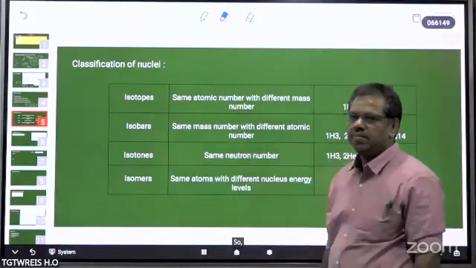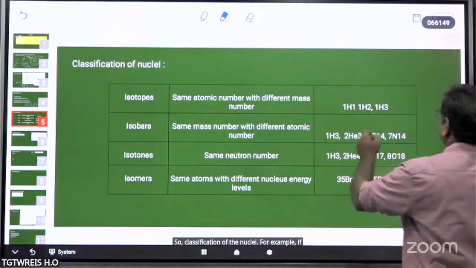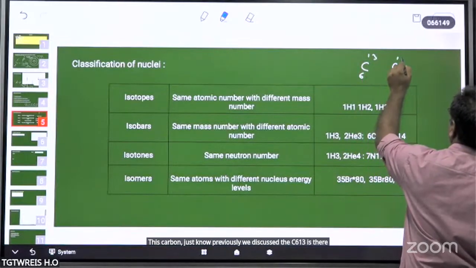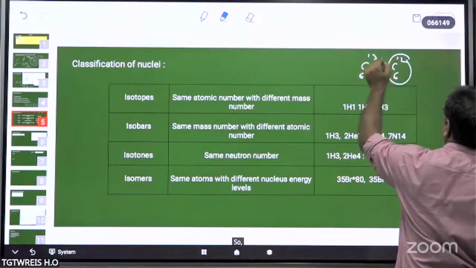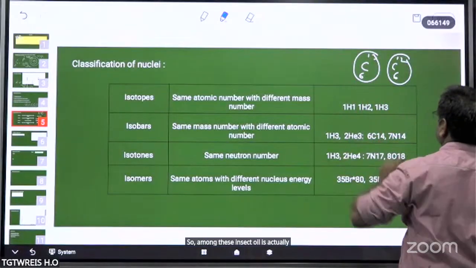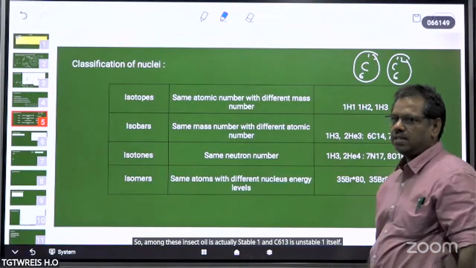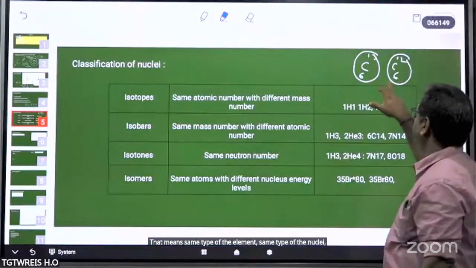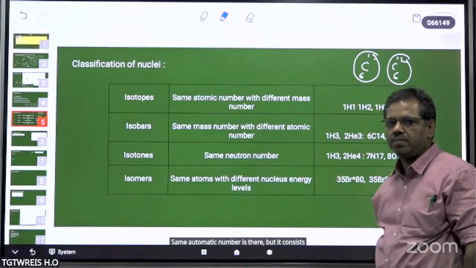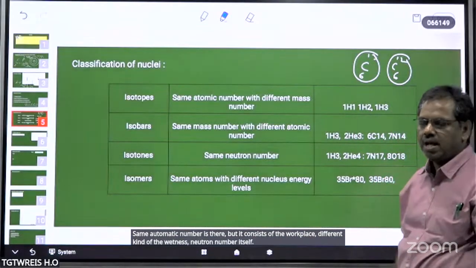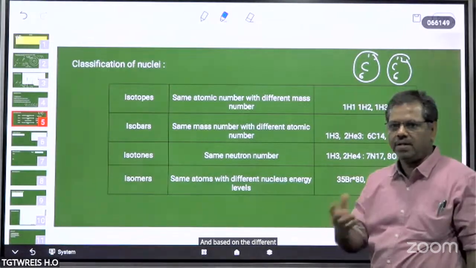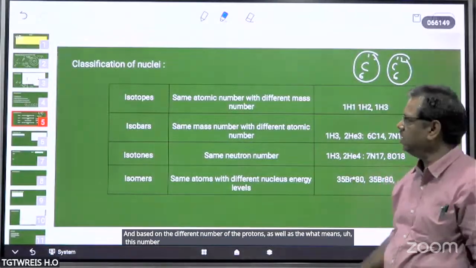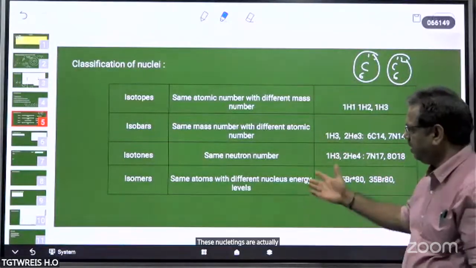So, classification of the nuclei. For example, if you look at carbon, just now previously we discussed C-13 as well as C-12. Among these, C-12 is the stable one and C-13 is the unstable one. That means the same type of element, same atomic number, but it consists of a different neutron number. And based on the different number of protons as well as neutrons, these nuclei are classified into different groups.